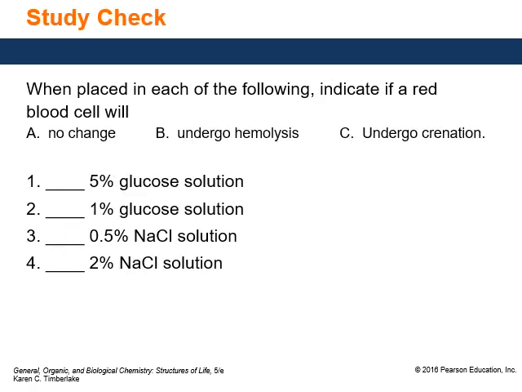Okay. So for instance, when placed in each of the following solutions, indicate if the red blood cell will not change, undergo hemolysis, or undergo crenation. Crenation is when it shrinks, and hemolysis is when it swells up. Remember that. Okay, so when you place it in 5% glucose, 5% glucose is again isotonic to our body fluid, so it is going to be no change. 1% glucose means it is lower than what our body has.